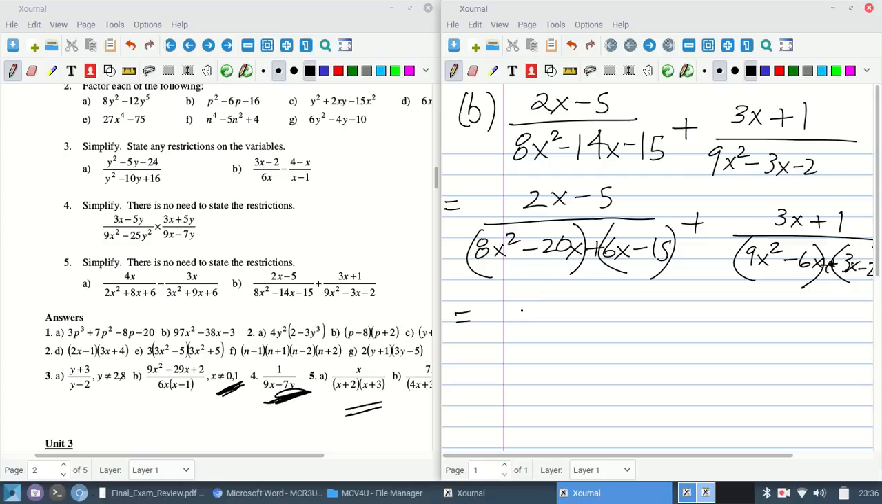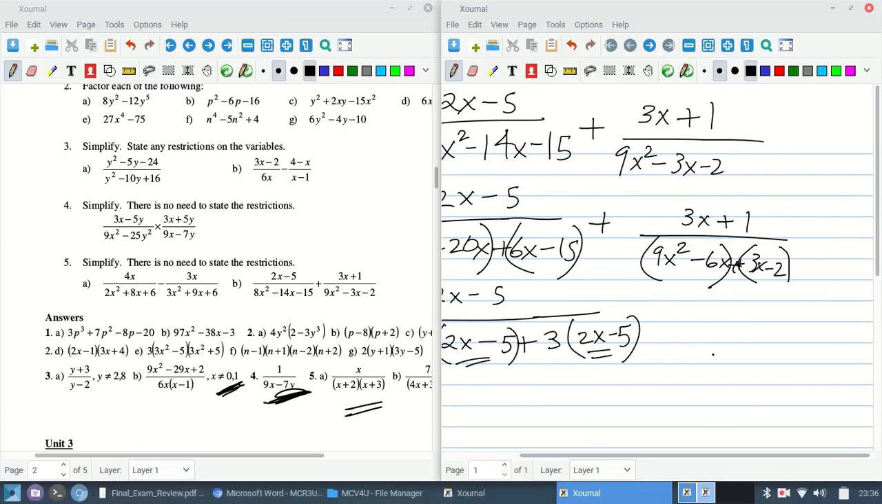Okay, so 2x minus 5 all over. And what do I factor out of here? Let's see. I can factor out a 4x out of the first guy. And I get 2x minus, neat, I get 2x minus 5. Great, because that's going to kill off this guy. Plus 3, and it's 2x minus 5. They're both the same term, so I'm good. Okay, and I'm going to move over a little bit.